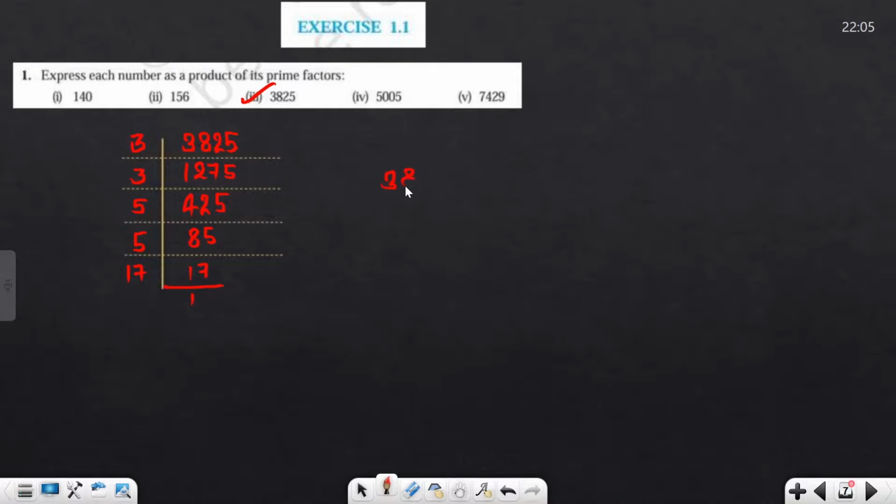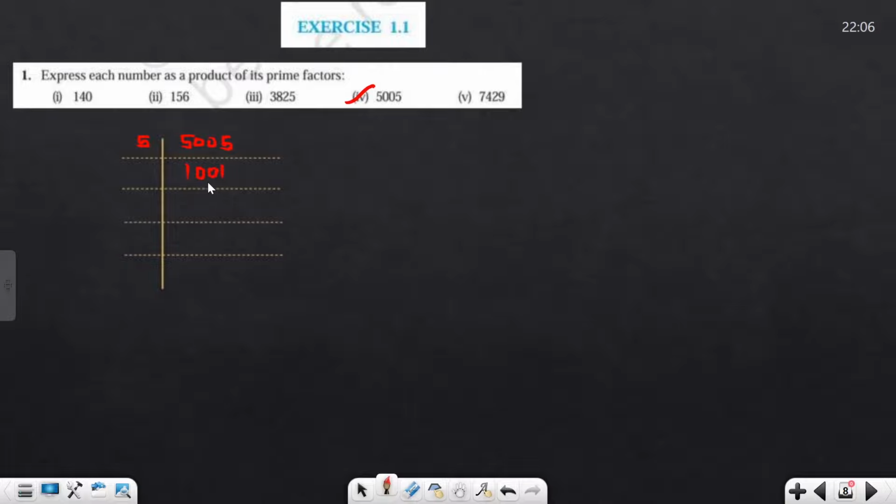So the prime factors of 3825 are 3 square, 5 square and 7. Okay, I hope you understand it. Next, the fourth part is 5005. 5005 is divided by 5, because the unit digit is 5. That gives 1001. Now the unit digit is 1, which means the number is not divided by 5. So the next prime number is 7.